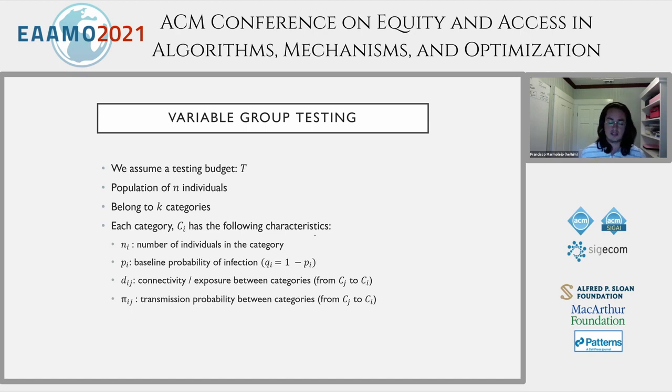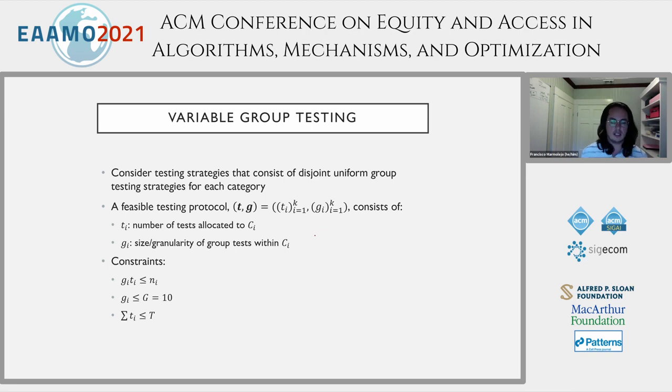So we assume that there's a testing budget in a given population that's split into different categories. We had 3 categories before, where each of these categories has a different number of individuals, a different baseline probability of infection. Think about this as the incidence of the virus in that segment of the population, and as differing levels of contact with other segments of the population. And a testing allocation in this case is simply, again, per segment of the population, how many tests of what group size do you allocate? And these group tests will be disjoint.